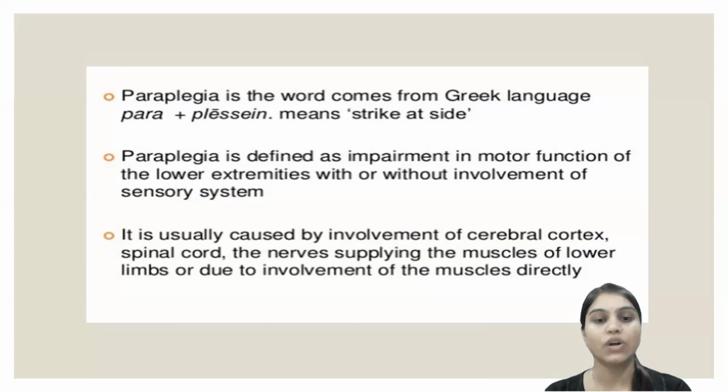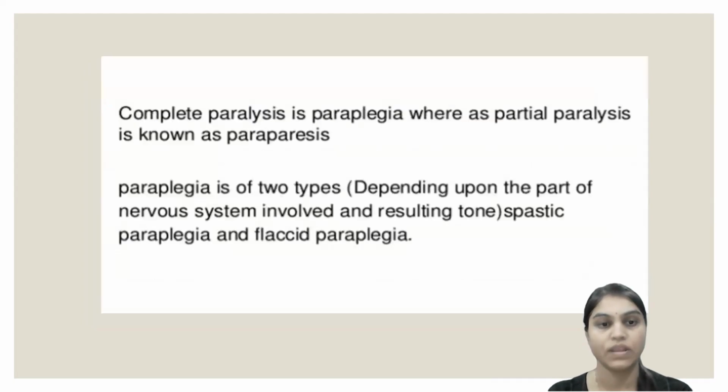It is usually caused by involvement of the cerebral cortex, spinal cord, the nerves supplying the muscles of the lower limbs, or due to involvement of the muscles directly. Complete paralysis is paraplegia, whereas partial paralysis is known as paraparesis.